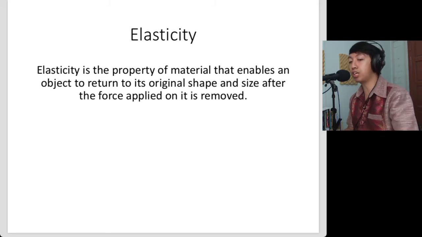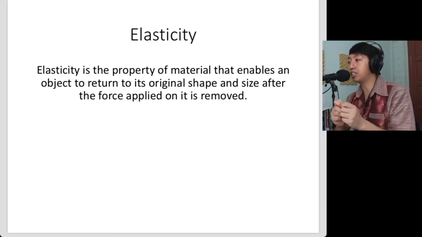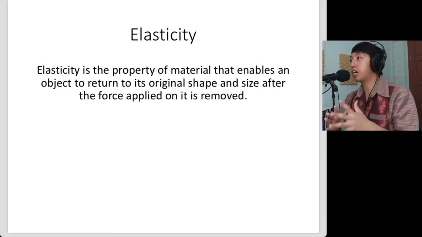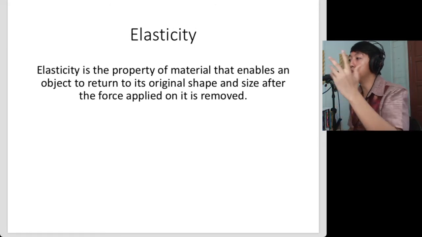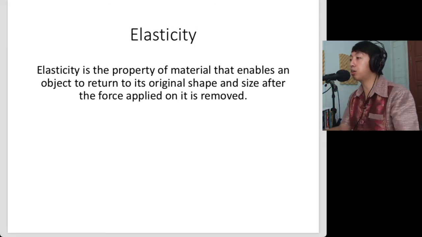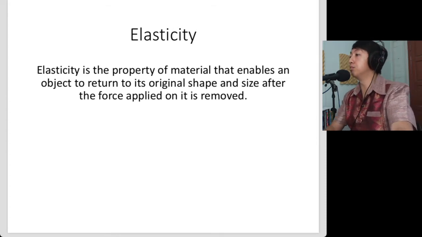Right? So for some objects like rubber, metal to some extent, bila kau kasih bengkok, kau kasih lepas, dia akan kembali kepada dia punya bentuk asal. So that's what we call elasticity: the ability to return to original shape after the force applied on it is removed.